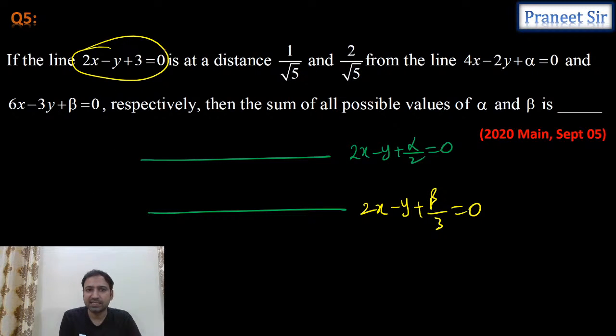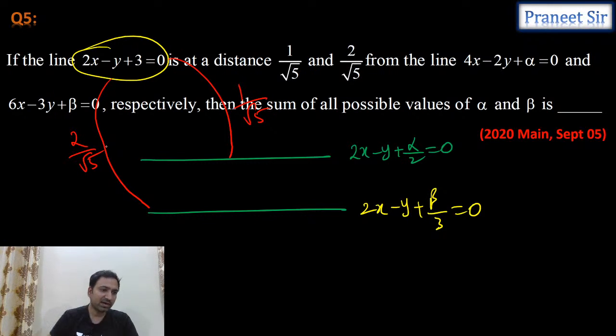This line, distance between these two is 1 by root 5, and the distance between these two is 2 by root 5. Let's calculate distance between two parallel lines. What is the formula to calculate distance between two parallel lines, guys? If two parallel lines are like this, distance between two parallel lines is mod c1 minus c2 by square root of a square plus b square.